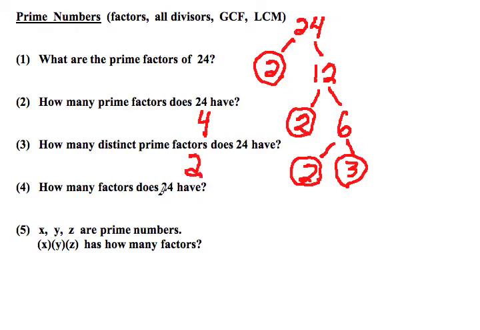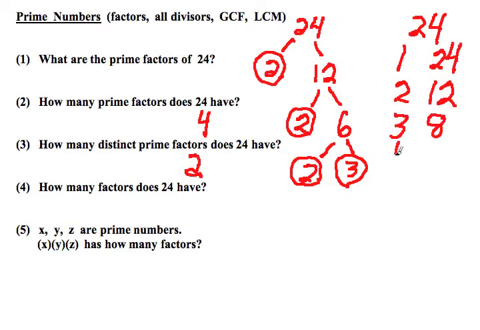How many factors is a different concept, and factors are the same as divisors. I find the easiest way to do that is to do them in pairs, starting with 1. So 1 and its partner, 24, 2 and 12, 3 and 8, 4 and 6, 5 doesn't have any, and once this number is greater than its partner, you could stop because you've already checked the lower ones. So how many factors does 24 have? 2, 4, 6, 8.